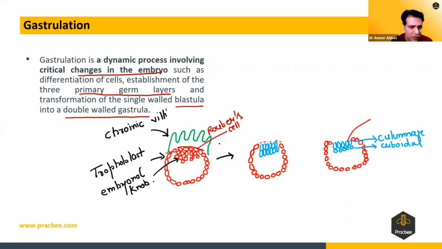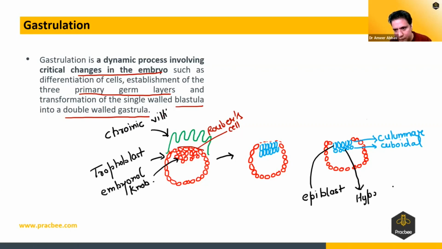The cells which are arranged above these cells are known as epiblast. The cells which are arranged below are known as hypoblast. So what will happen here after the degeneration of Rauber cell? There becomes a space. So these columnar cells get shifted towards the position of Rauber cell. So now they have come to the position of what? Rauber cell.